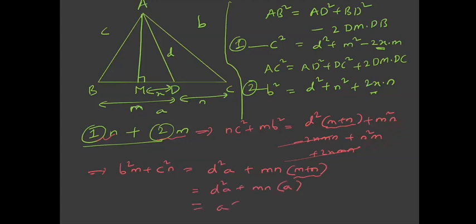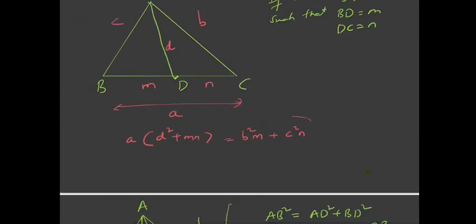So now let us take a common. So I have d square plus mn is b square m plus c square n. So this is the final formula which I want for the Stewart's theorem.